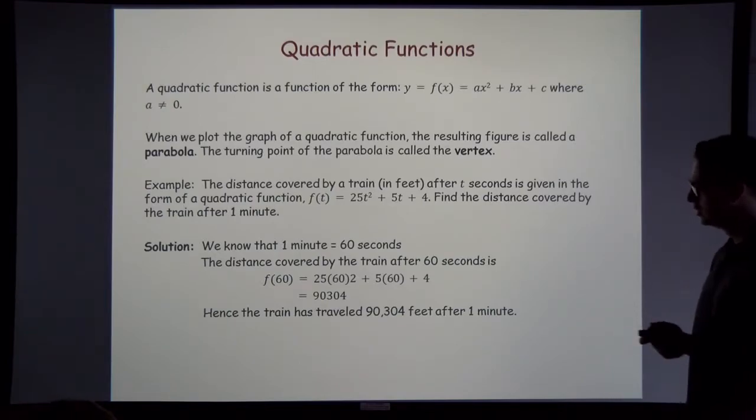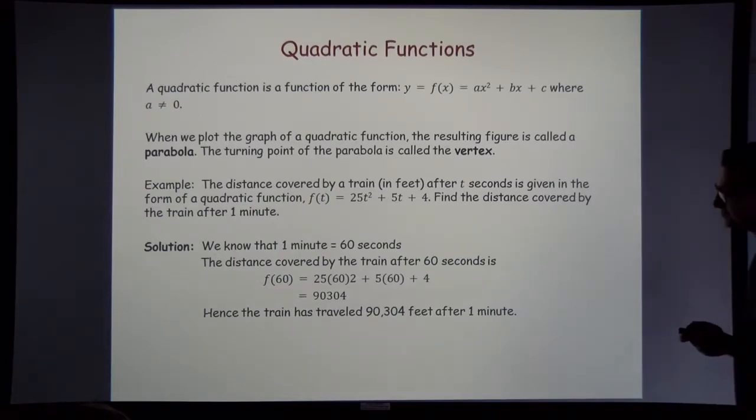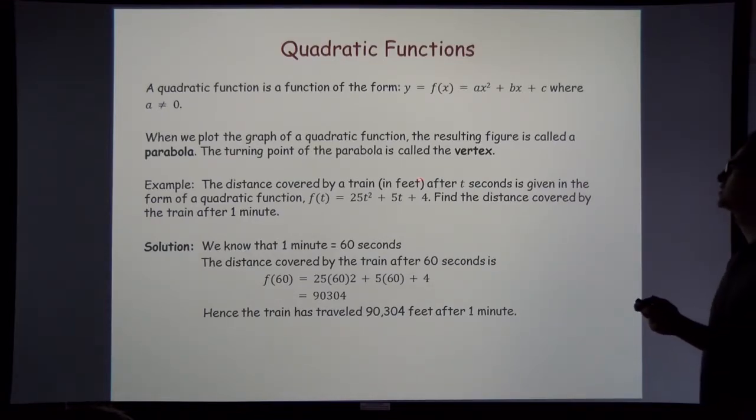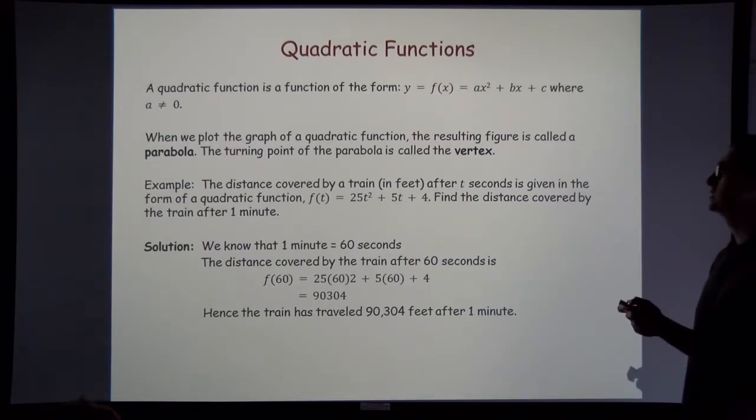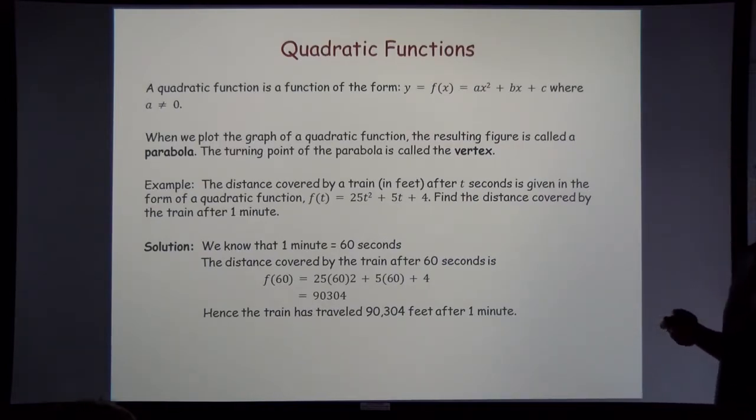The example we have here is the distance covered by a train in feet after t seconds, given in the form of a quadratic function: f of t equals 25t squared plus 5t plus 4. Find the distance covered by a train after 1 minute. Our t represented in our quadratic function here is going to be our seconds. So we need to know how far the train could go after 1 minute. We know 1 minute is going to equal 60 seconds.